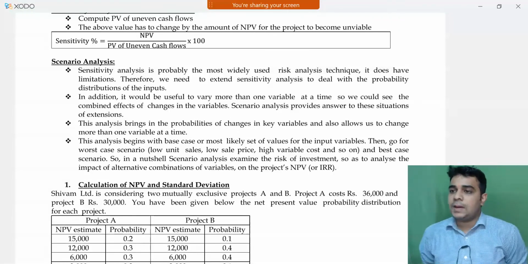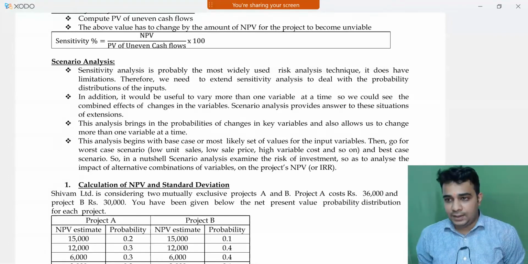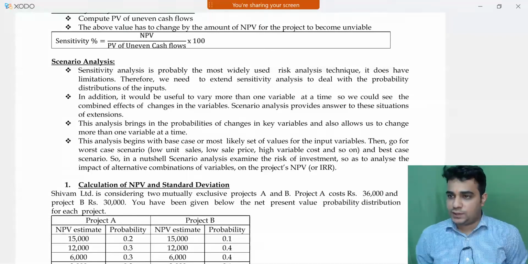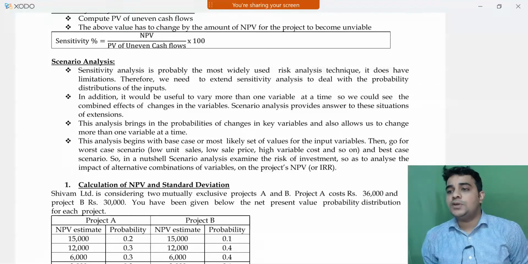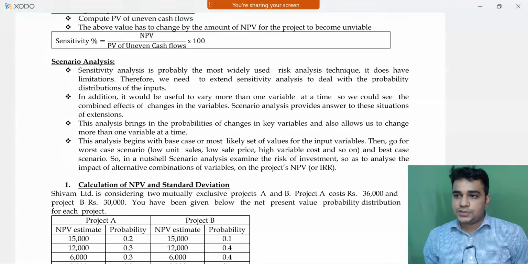Now, in this chapter, you will learn first about how do you calculate expected NPV. Listen for some time. Expected NPV is the weighted average of various possible NPVs with probability being the assigned weight. Second, you will learn about standard deviation, where there is something called independent cash flows and dependent cash flows. You will understand when we do it.